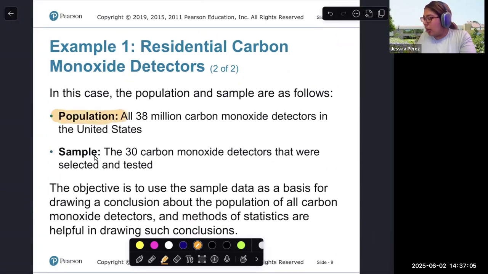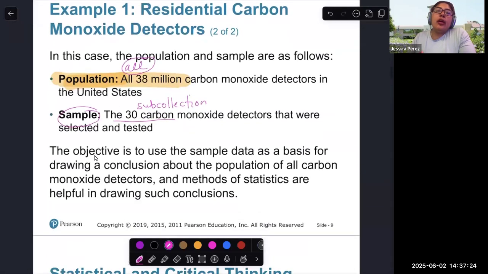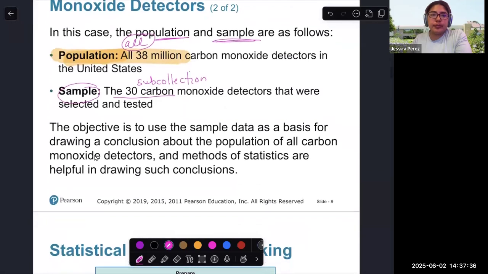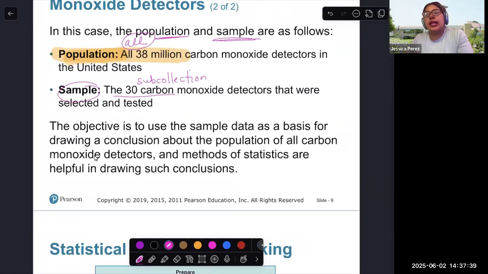Remember, the population is all the members, all, versus a sample is a sub-collection. So the sub-collection in the example was the 30 carbon monoxide detectors, right? We only got 30 of them, while there's actually 38 million. So we're looking at the difference between the population and the sample in this example. Now, the objective is to use sample data as a basis for drawing a conclusion about a population of all carbon monoxide detectors, and methods of statistics are helpful in drawing such conclusions.